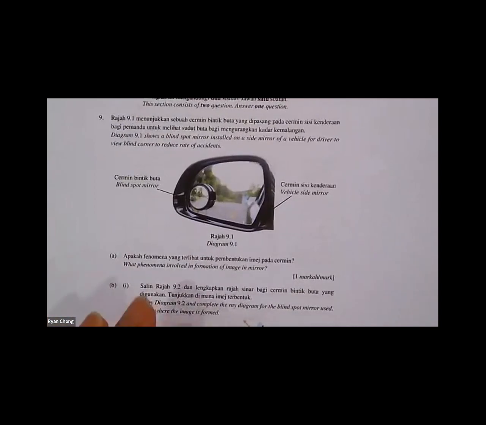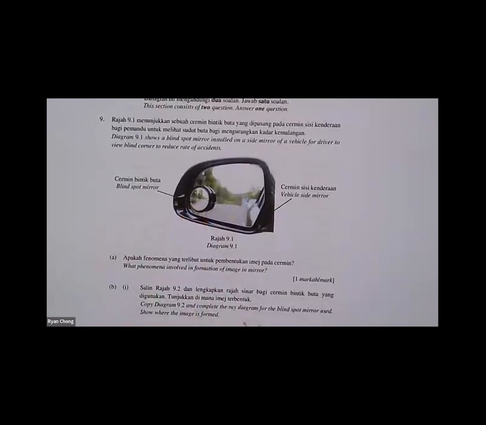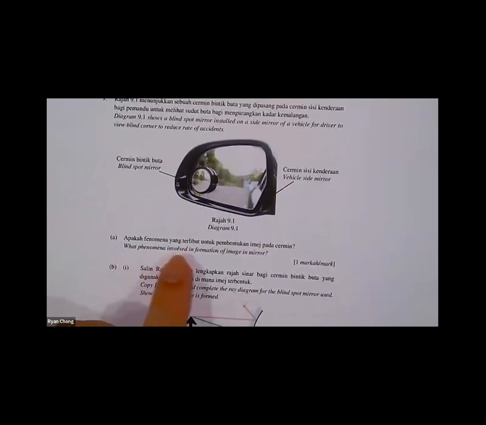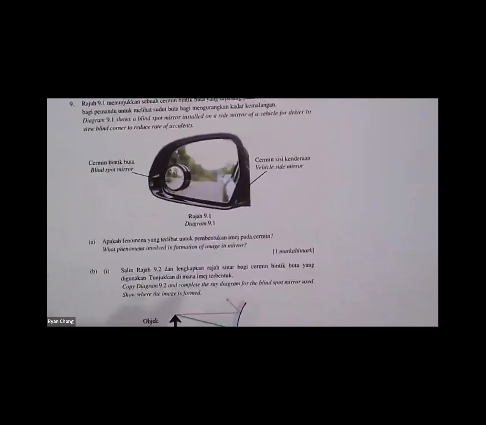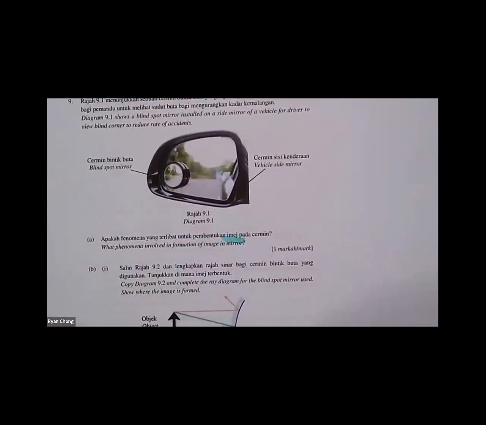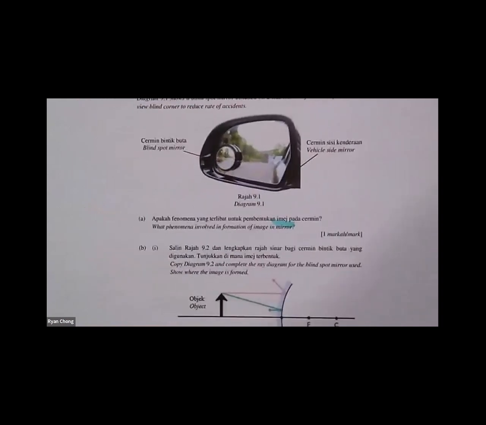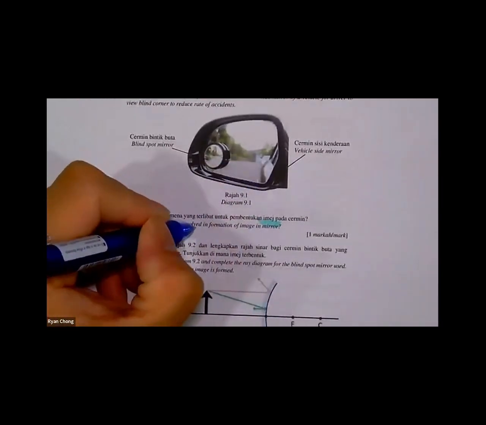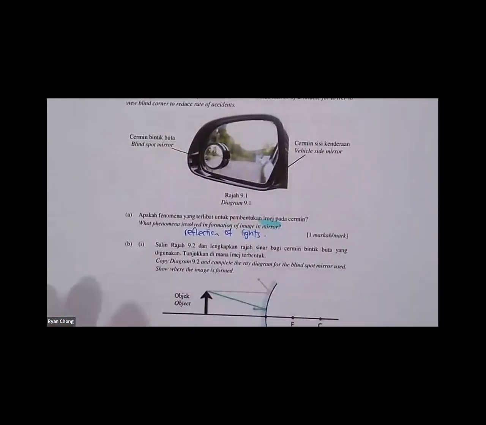Diagram 9.1 show the blind spot mirror. This one, small one, placed on the side mirror to reduce the rate of accidents. What is the phenomena involved in the formation of the image of mirror? So here they obviously already mentioned it is a mirror. So if it is a mirror, it will be reflection of light. If you use lens, it will be refraction. Right, so they got difference. Lens is refraction, mirror is reflection.